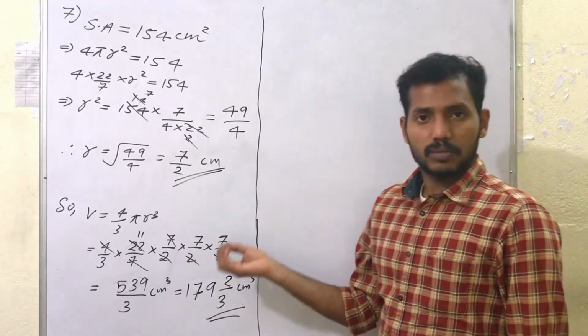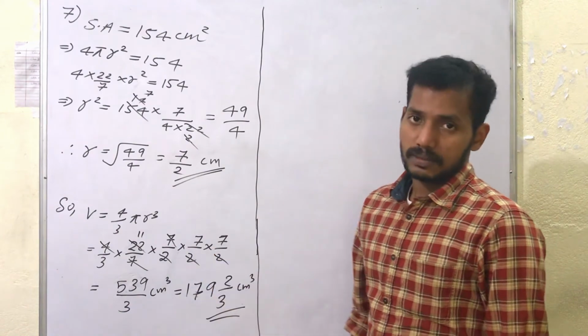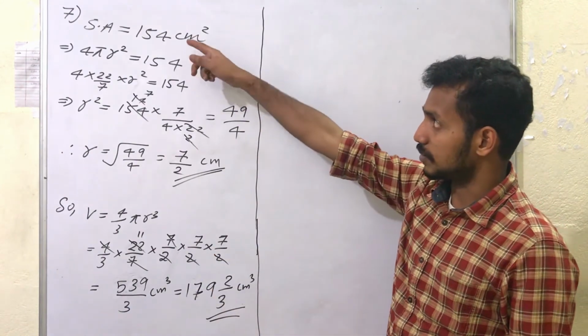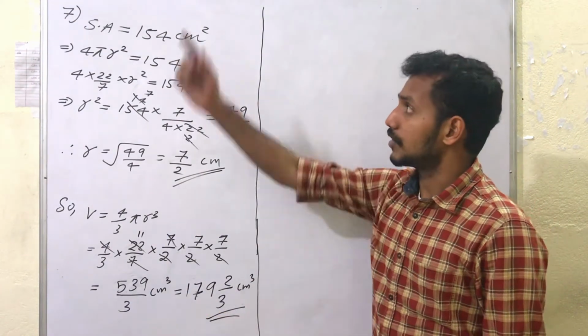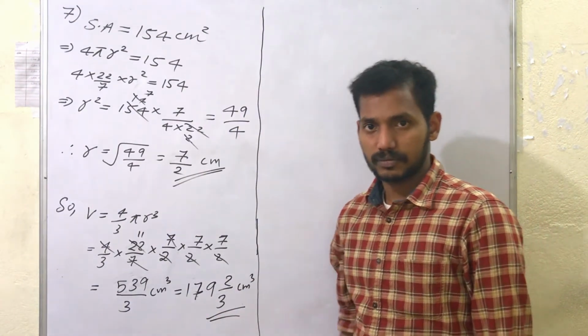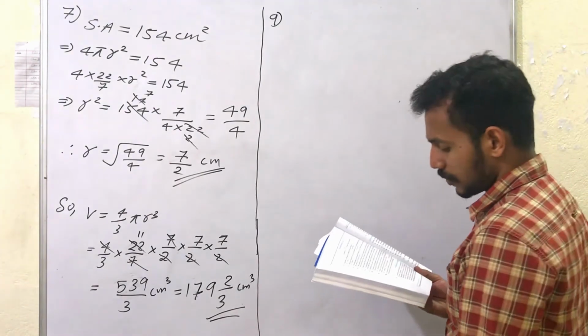So this is a very important question. For 1 mark or 2 mark questions, these types of questions can be asked. Okay? That means from the surface area, we can find the volume, or if the volume is given, we can find the surface area also.